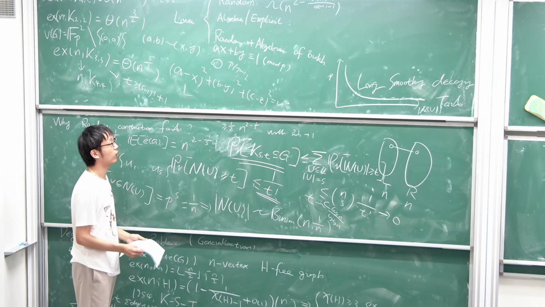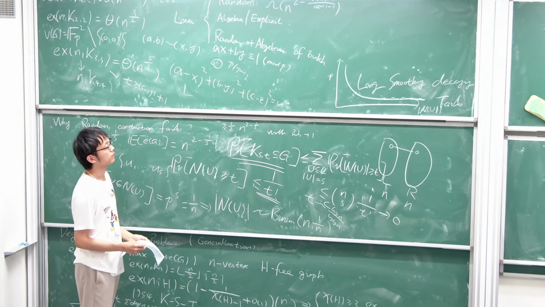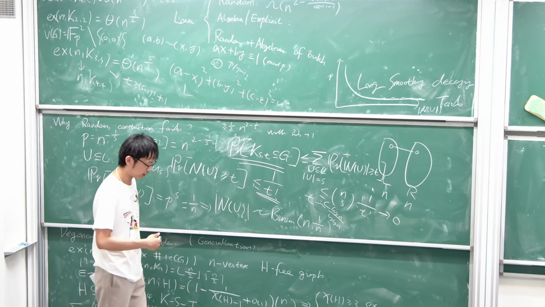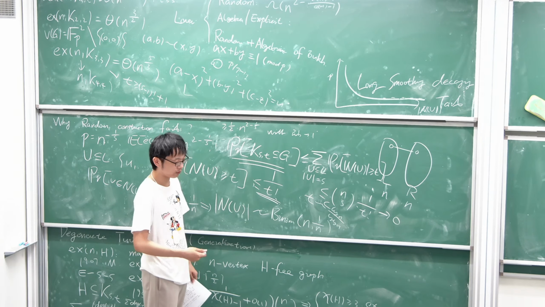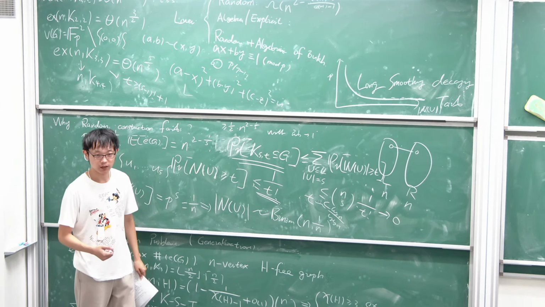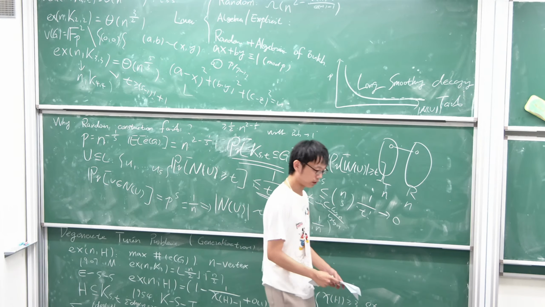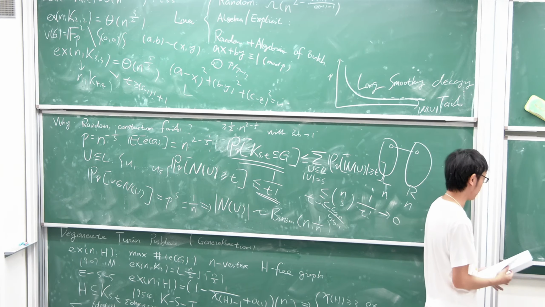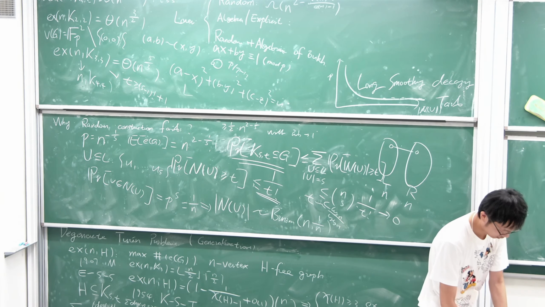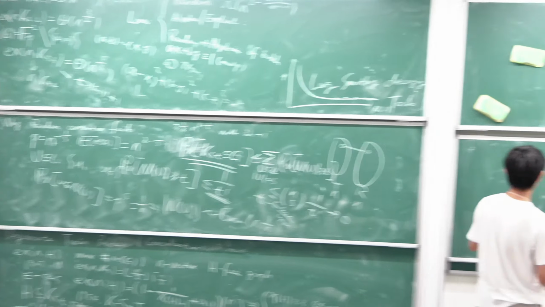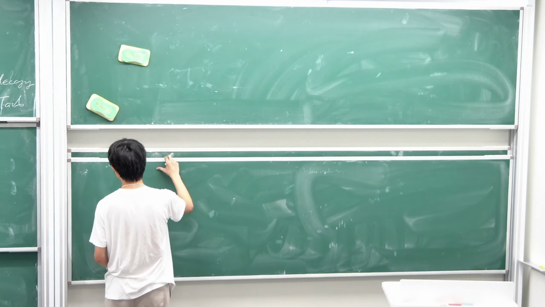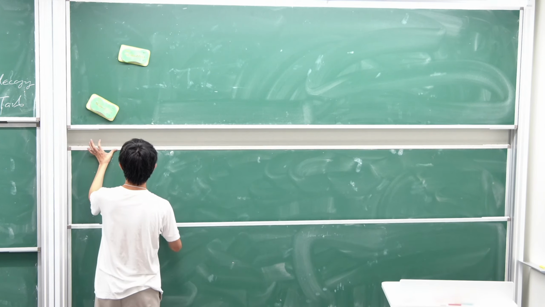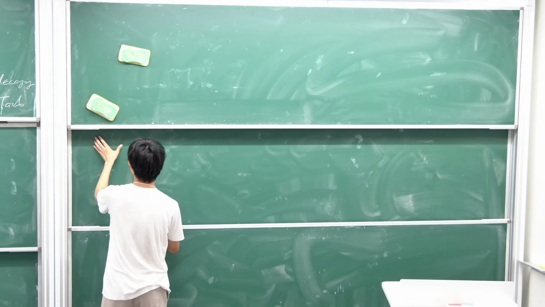So instead we want to find some non-smooth distribution. This is the original motivation of the random algebraic method.